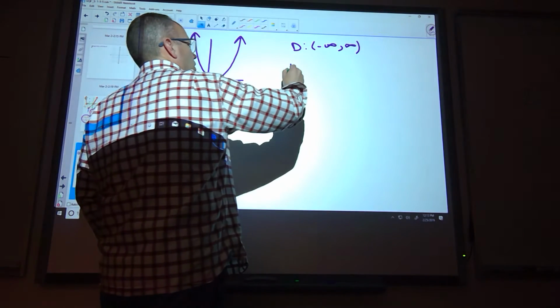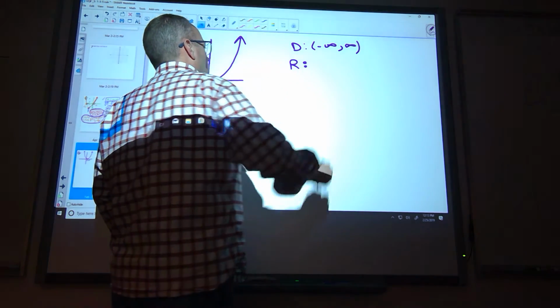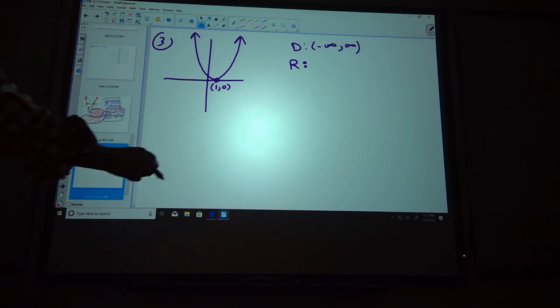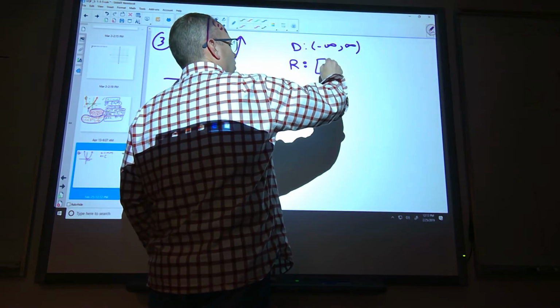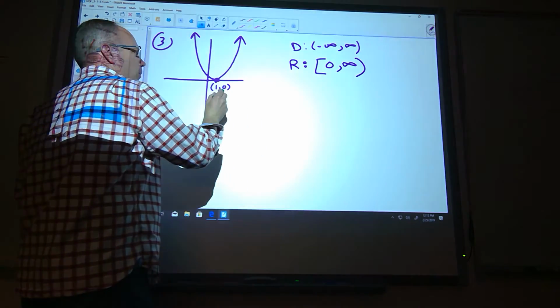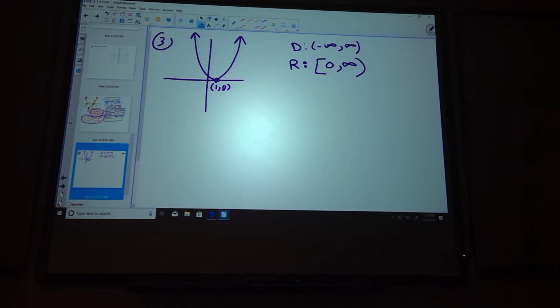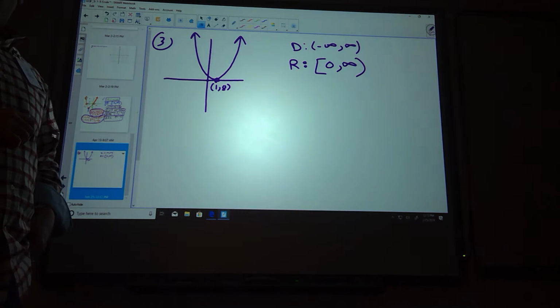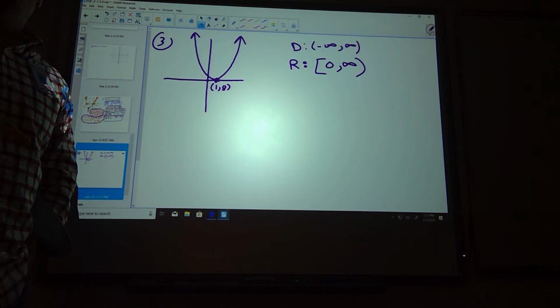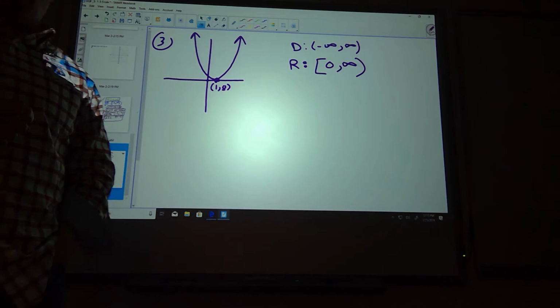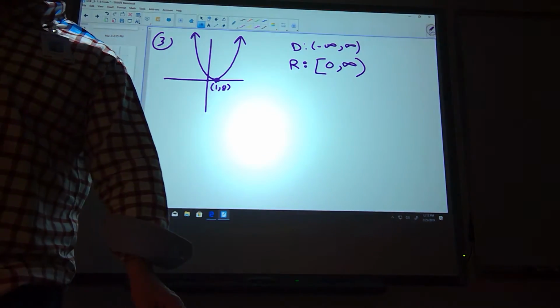Okay, my range. What is my smallest y value up there? 0. And then it's going up. So my range is going to go from a square bracket at 0 to infinity. So it's going from this up, and we include it, and that's why we have a square bracket there. If it was going down, would it be square? We will do one of them. It will be a square bracket, but it'll go from negative infinity up to whatever that is. I didn't ask you to do it, but we'll look at one.